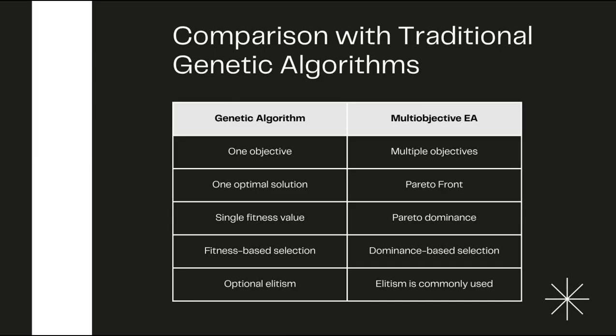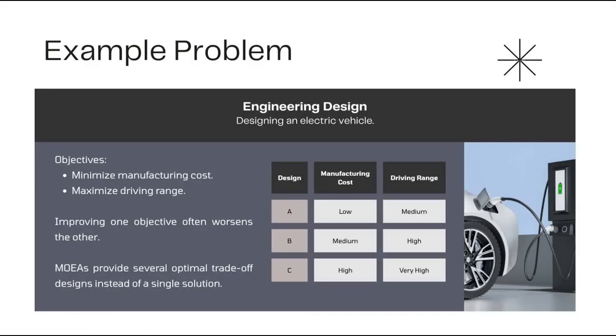Now we have an example problem. Consider the design of an electric vehicle with two objectives: minimizing manufacturing costs and maximizing driving range. These objectives are in conflict because increasing driving range may require larger batteries, lighter materials, or more advanced technology, all of which can increase manufacturing costs.